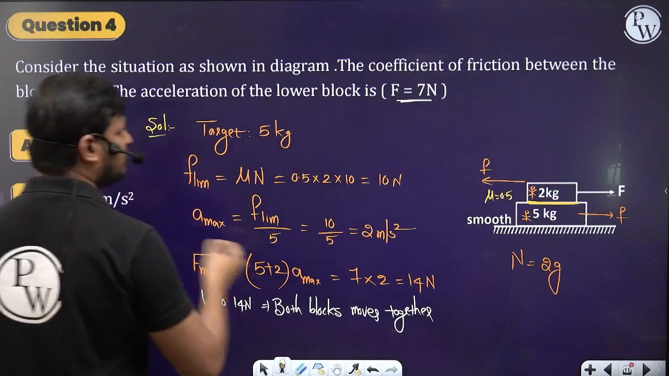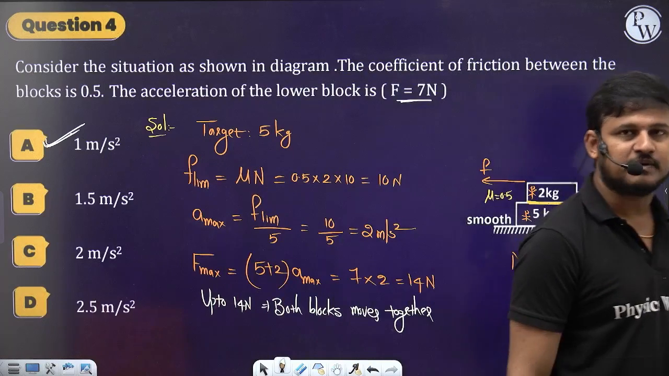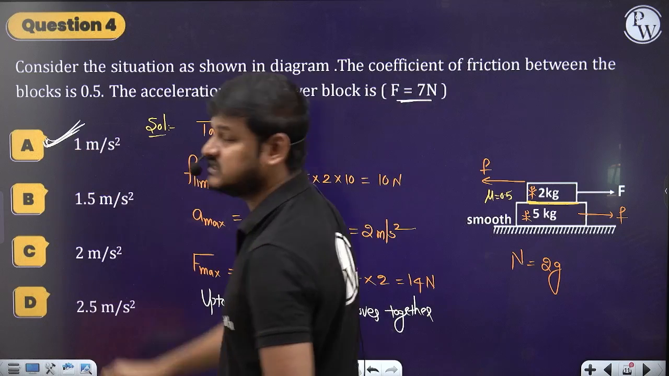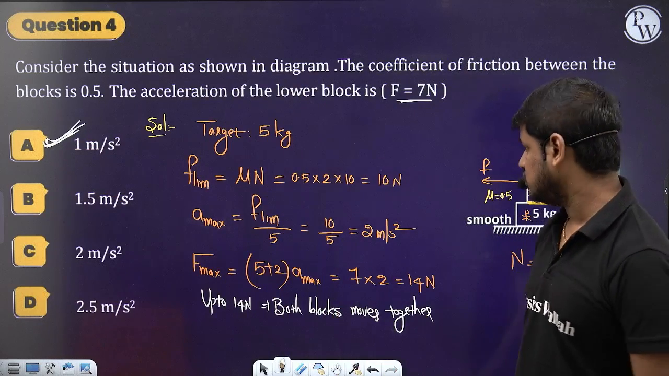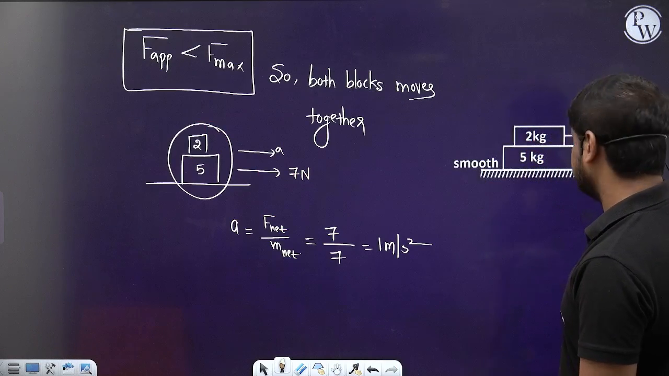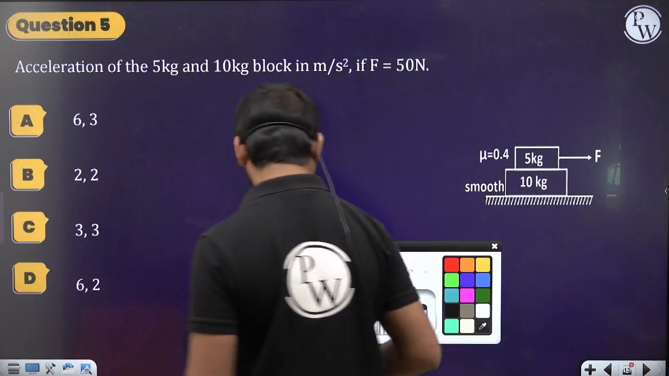So whether it's the lower block or the upper block, they both move together. Clear? Understood this concept, guys? Everyone? Sure. So let's move further. So question 4 is done. Let's go for question number 5.